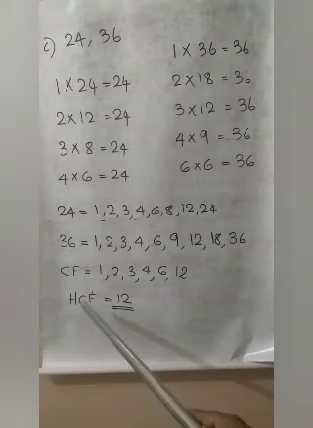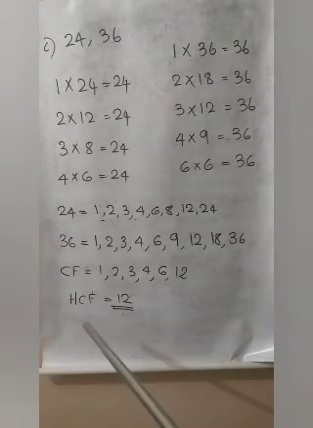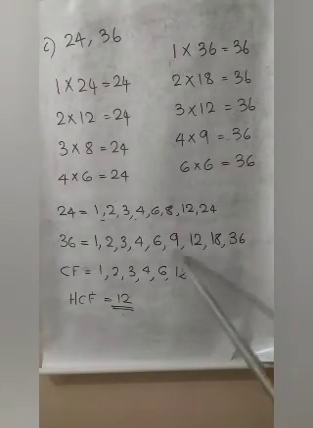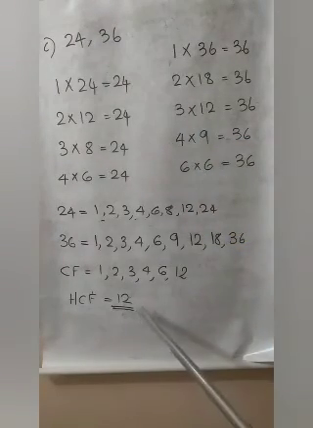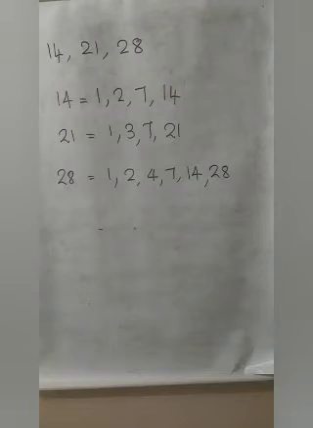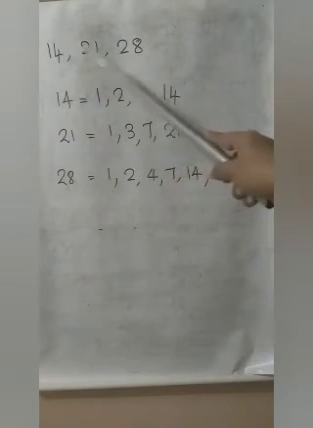Do you know what HCF is? Highest of the common factors. What is the highest? 12. So the HCF of 24 and 36 is 12. Example: find the HCF of 14, 21, 28.